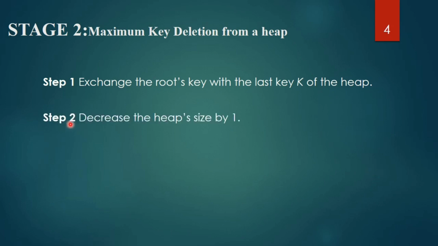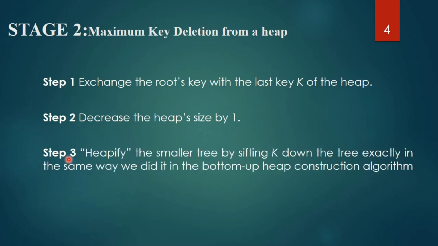And what is the next step? The next step is to decrease the heap size by 1. That means once you have exchanged the root's key with the last key, the root, which is the largest element, has gone to the last position. Now you don't need that anymore. That's why you decrease the heap size by 1. Next, step 3. Once you have exchanged, the last key has gone to the top, and now you have to check whether the key satisfies parental dominance or not. So that's why after decreasing the heap size by 1, you have to heapify.